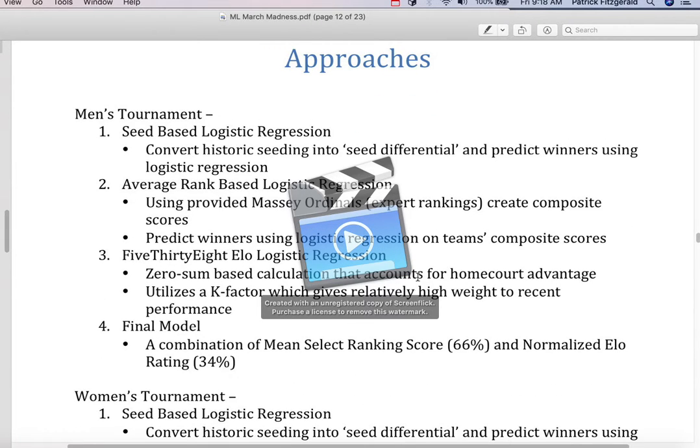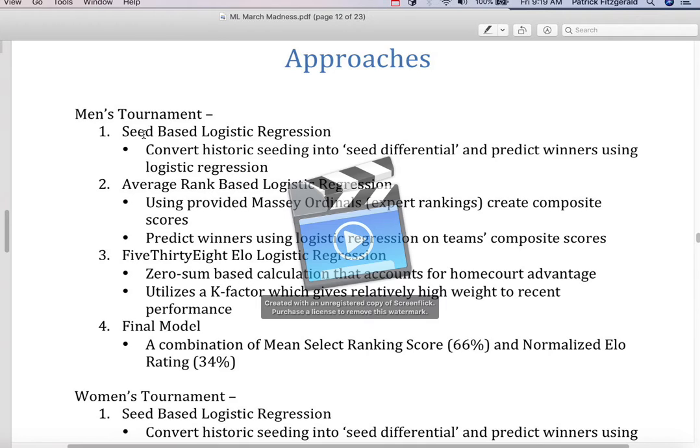So now let's get into the approaches. For the men's tournament, I used 4 different kinds of logistic regression models, basically 3, I should say, and then a final model, which was a combination of the first 3.